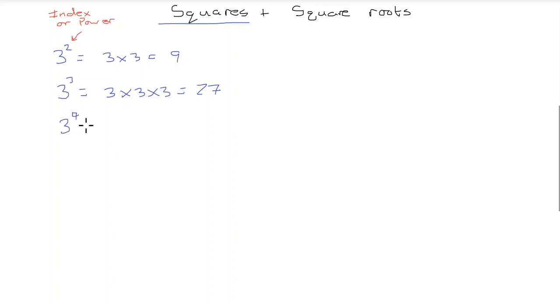Similarly, you could have 3 to the power of 4. That's just the way you would say it, 3 to the power of 4. It just means 3 multiplied by 3 multiplied by 3 multiplied by 3. So you have 3 multiplied by itself 4 times.